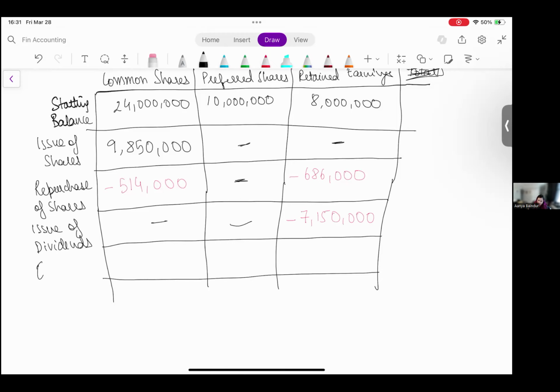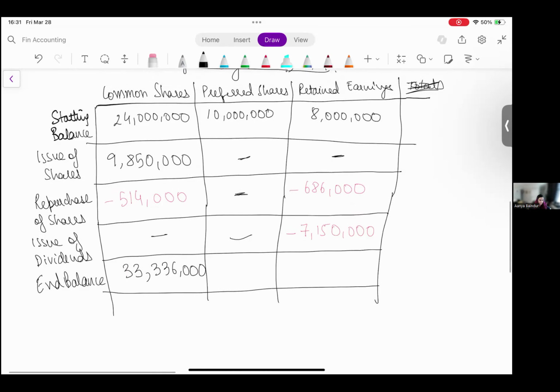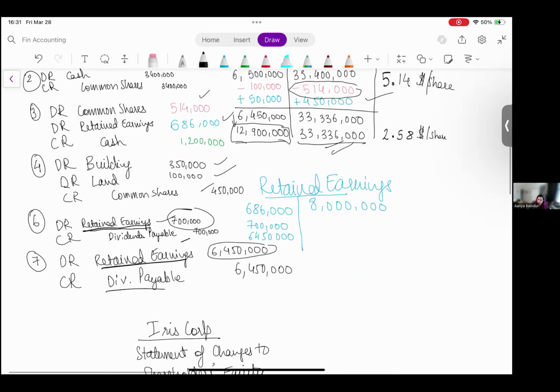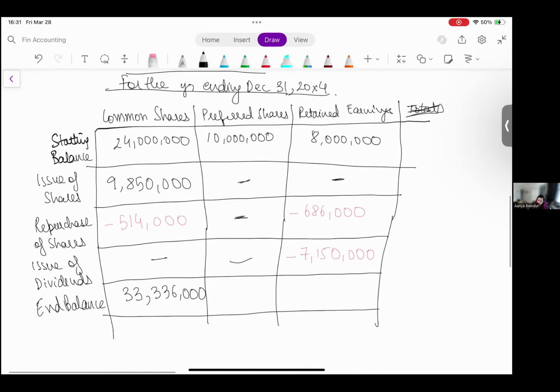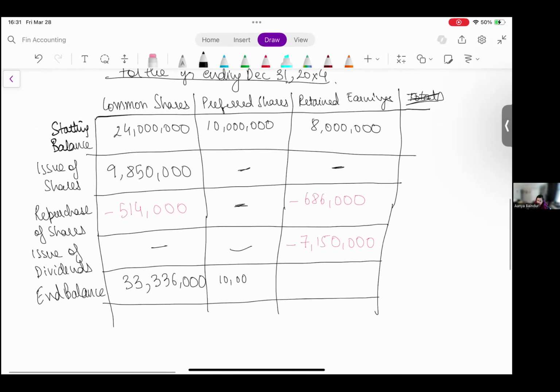So now we can give it the end balance. At this point, we're just adding up the table. So 24 million plus 9,850 minus 515 gives us 33,336,123. Right? That's the same value we have here. Then for preferred shares, there were no changes that were made, so it remains at 10 million. And now let's find the retained earnings.